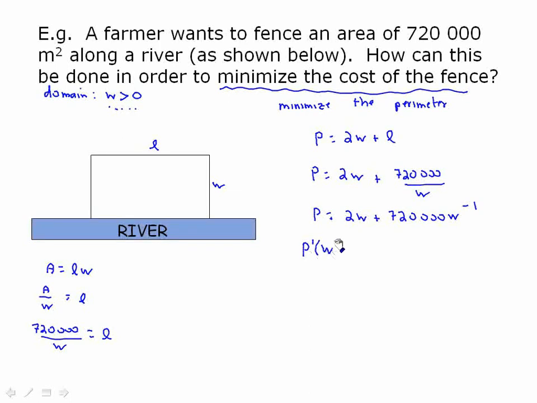We get the derivative, so P prime of W is equal to 2 minus 720,000 times W to the negative 2, subtract 1. So therefore the derivative will be 2 minus 720,000 over W squared. And we want to get the critical numbers. So P prime at W equals 0. First off, 0 is equal to 2 minus 720,000 over W squared. Now, what I've encouraged everybody to do up till now is get a common denominator and express it like that. And that's a good way to do it.